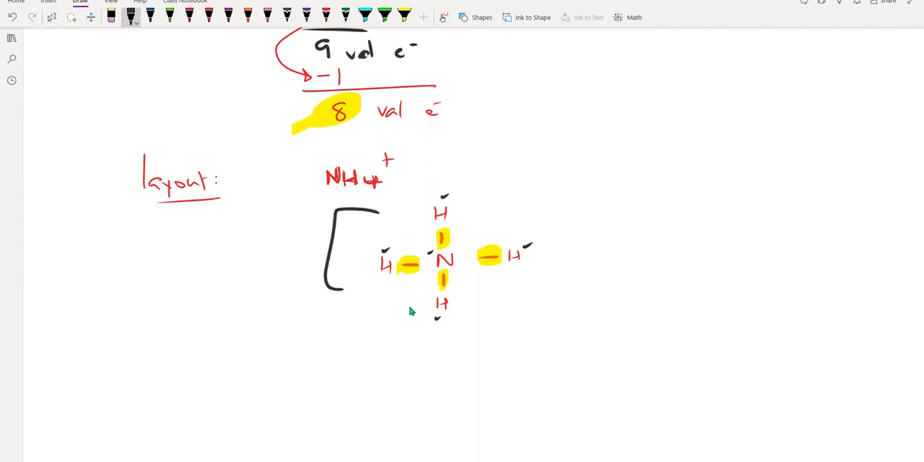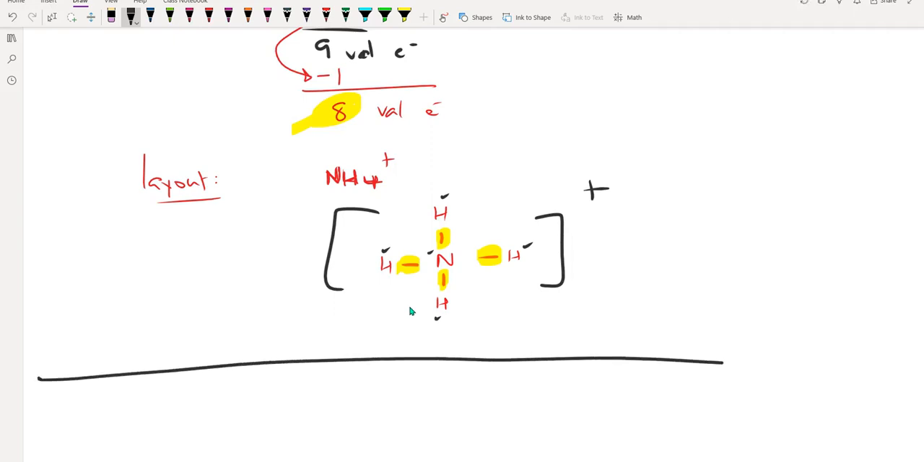The last thing we have to do, this has a charge on it. We're going to put the charge on the outside. All right, so this is just another little wrinkle when it comes to the Lewis structures. In some cases, you won't see them very often, but in a couple cases, you'll see polyatomic ions, and this is how you will address those when it comes to drawing the Lewis structures.